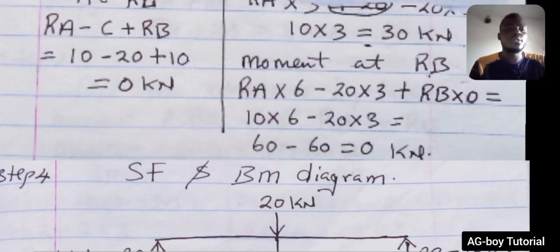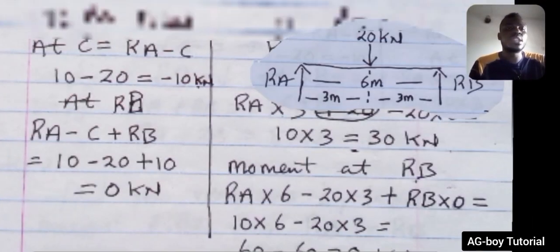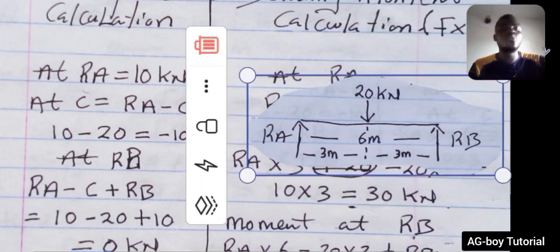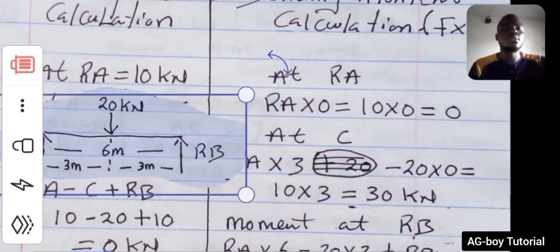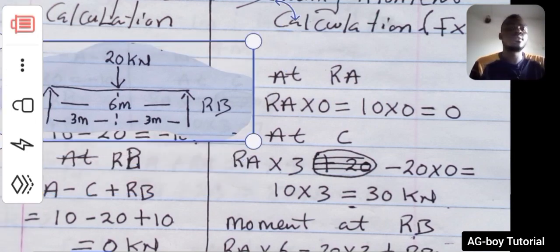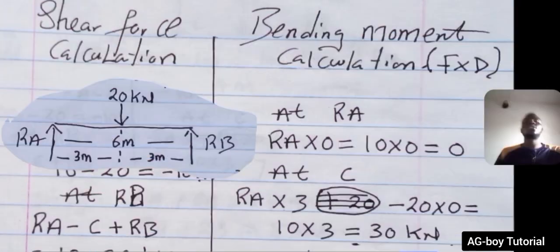So let's go to the bending moment. Alright, let me move my diagram this way. Now the bending moment calculation. Our bending moment is all about force times distance, so we are going to multiply the force and the distance together. So at RA it is going to be 0, because when taking your moment at RA, which is at this point here, we have the force, which is 10 kilonewton, multiplied by the distance of 0. So we are going to have 0 kilonewton.